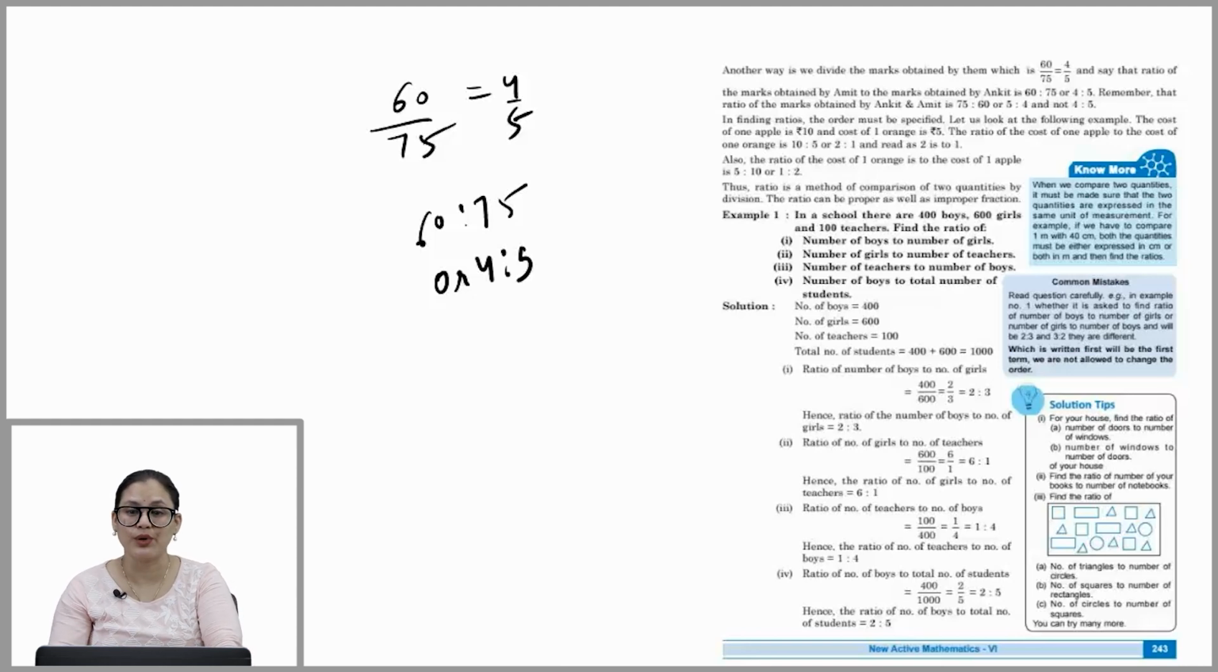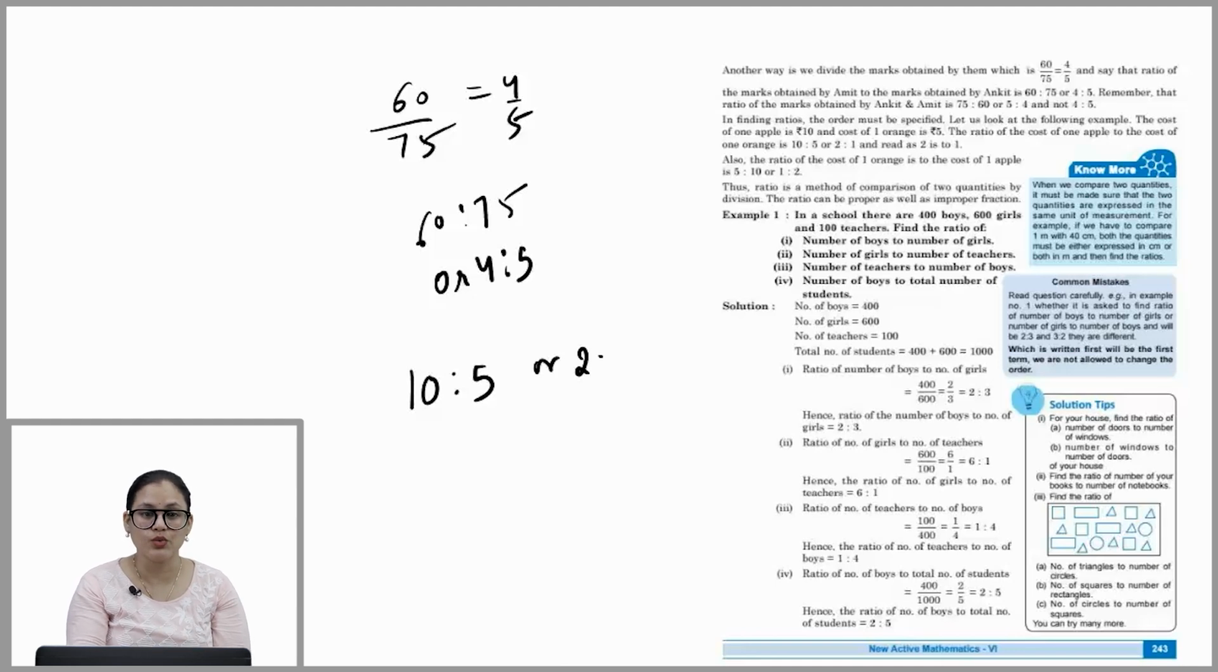Let us look at the following example. The cost of one apple is rupees 10 and the cost of one orange is rupees 5. The ratio of the cost of one apple to the cost of one orange: the cost of one apple is 10, the cost of one orange is 5. So this is the ratio, 10 is to 5 or you can say 2 is to 1.